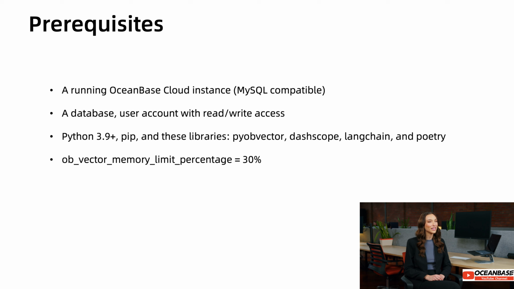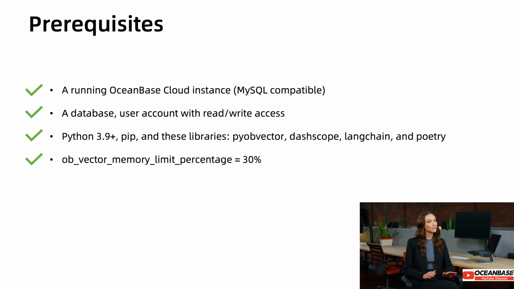Alright, before we dive in, let's quickly go over what you'll need to get started. First, make sure you have a running OceanBase Cloud instance in MySQL-compatible mode. Then, create a database and a user account with read and write access, just the basics to connect and store data. On the Python side, you'll need Python 3.9 or later, plus pip and a few required libraries, pyobvector, LangChain, and poetry for dependency management.